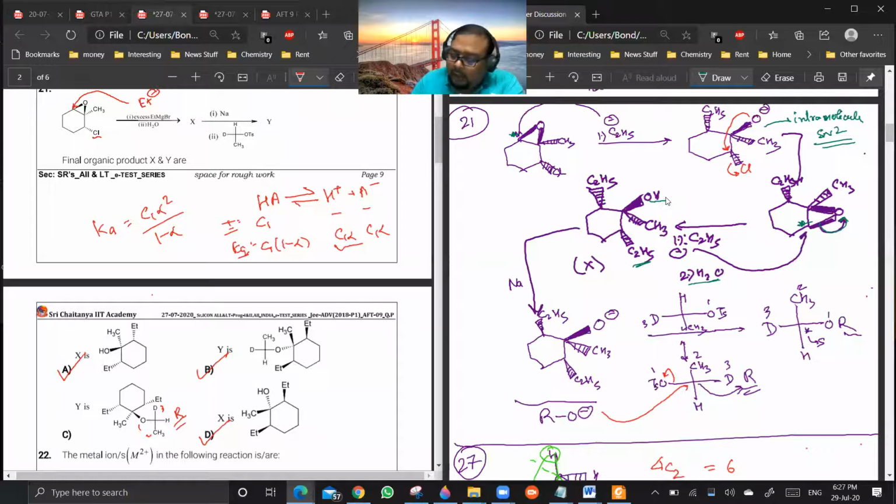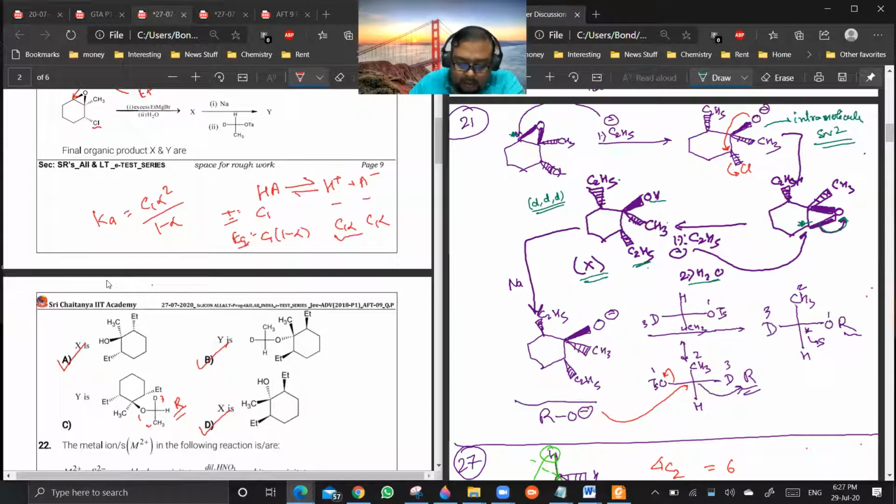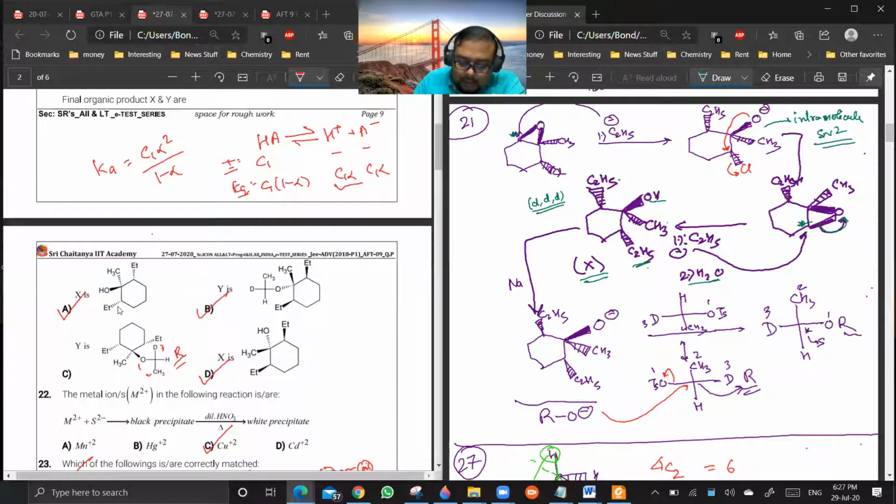Okay. So we need to see the relative positions of the C2H5 group. You see C2H5, CH3 and C2H5 are all down, down, down, in terms of up the plane and down the plane. This helps in deciding the diastereomers. So this is our X. They are asking in the question, find the organic products X and Y. So X is this, where all three, Et, CH3 and Et, are down, down, down. Even though they have changed the orientation, it is still the same molecule. Are you getting my point?